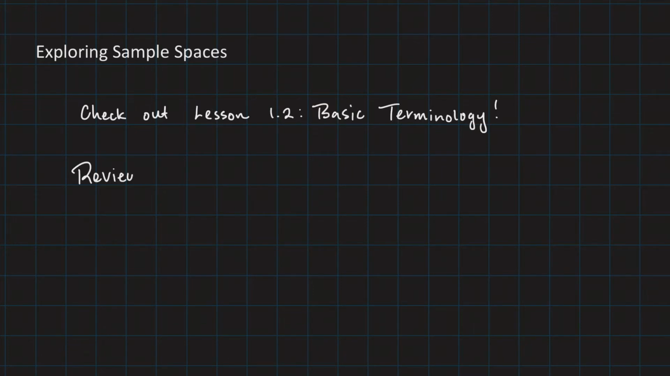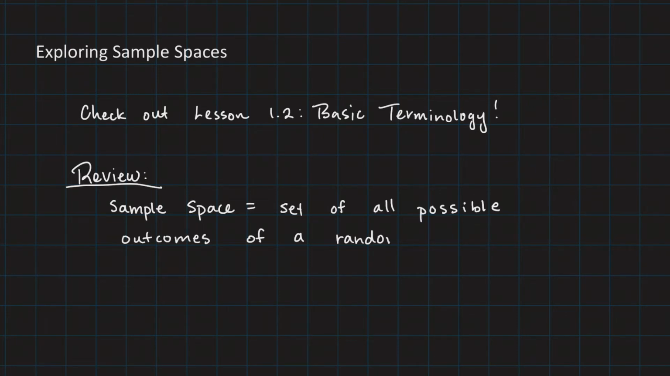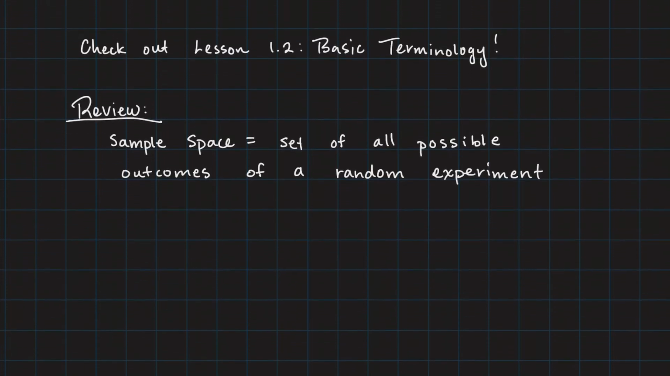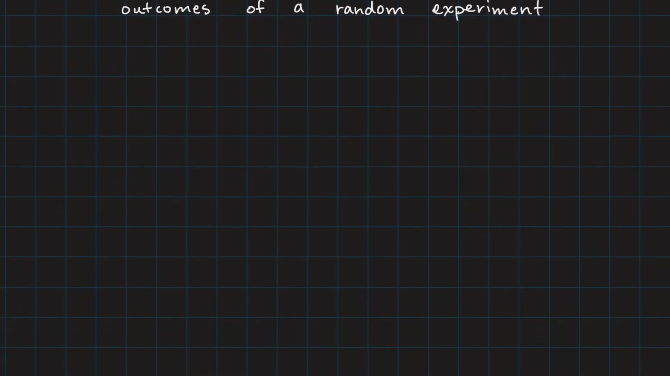To review, the sample space is traditionally represented as a capital omega. It represents a set of all possible outcomes of a random experiment. Today we're going to be quickly reviewing a handful of different situations and identifying the sample spaces for each. Keep in mind that sample space has the potential to get more complicated than the basic examples we'll cover today, and we will dive deeper into more advanced examples in future lessons.